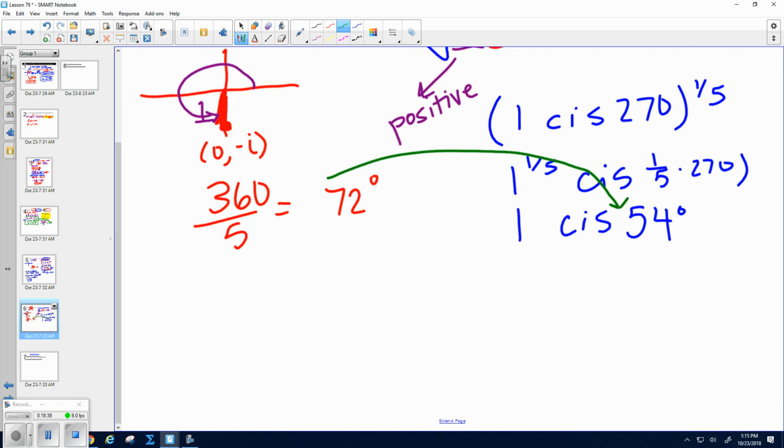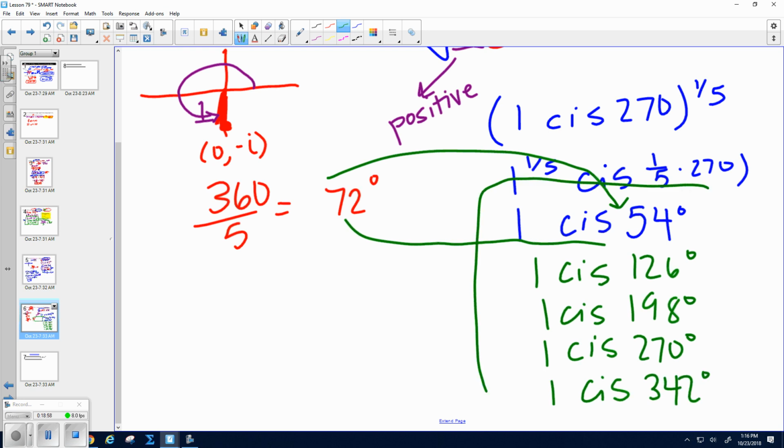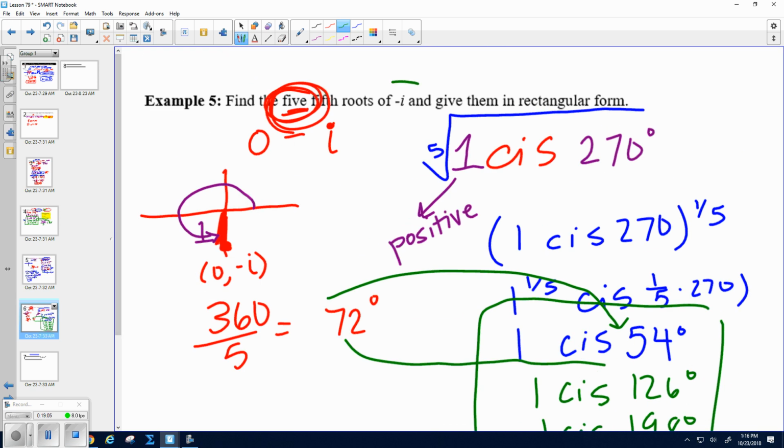So I'm going to add 72, and I get 1 cosine I sine 126. And I'm going to add 72 to that answer, 1 cosine I sine 198. Add 72 again, 270. And add 72 again, 342. How many solutions do I have? 5. All right. What form did we start in? I'm not doing all these, don't worry. Okay, but what would you do? You would convert all 5 of those back.